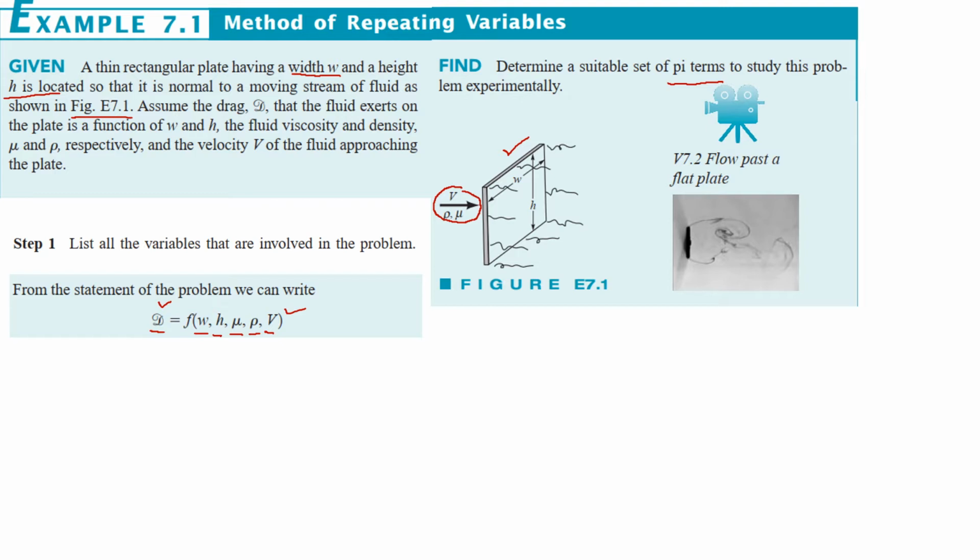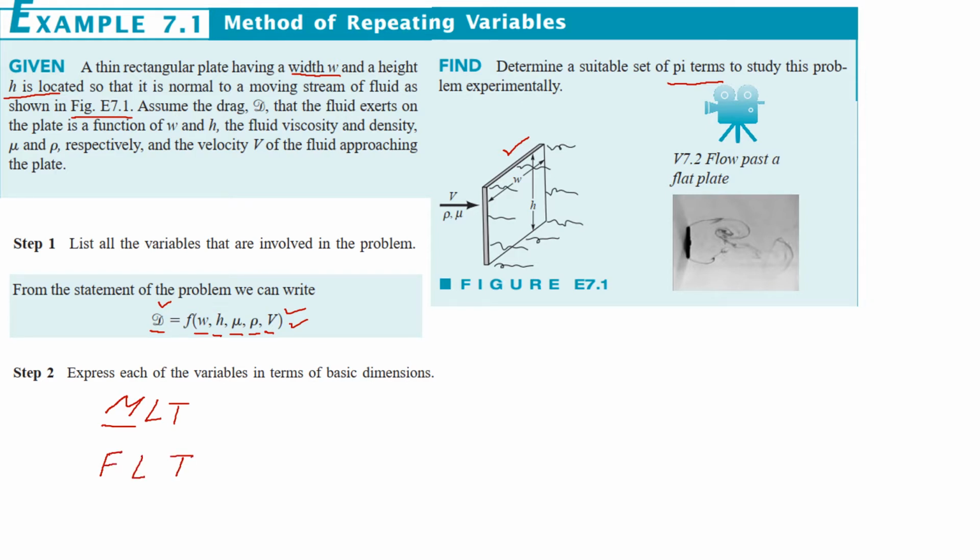The first step is to list all the variables that are involved in the problem, and in this problem we are studying a drag force, and the drag force is influenced by these parameters, these variables. So this was our first step where we identified our key variables, and in total we have 6 variables. So step 2 is to express each variable in terms of its basic dimensions, and as you remember, we can have 2 systems of basic dimensions. One can be the mass, length, time system, and instead of mass we can also write force, length, time.